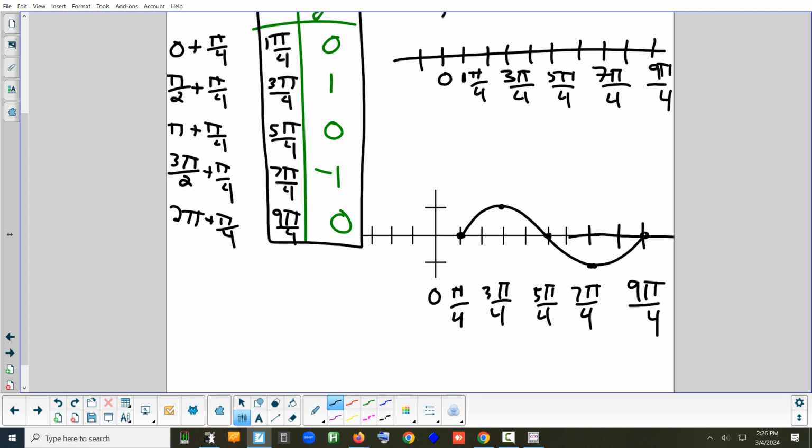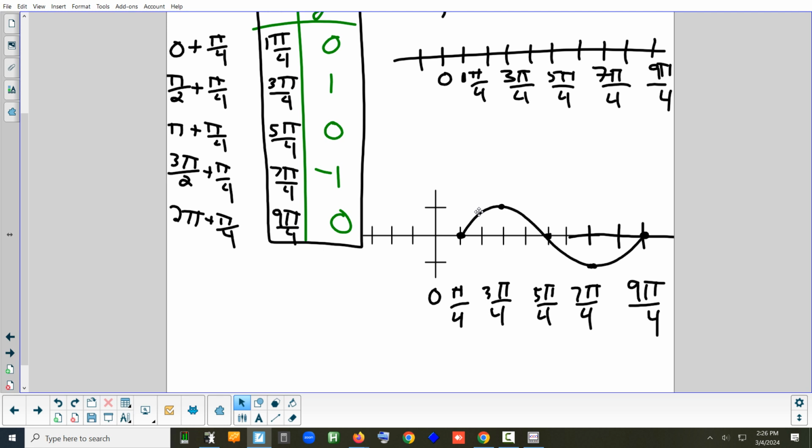And there's your sketch. The original graph would have been there. New graph, right about there. Is there any question on that? Alright, so that's horizontal shift.